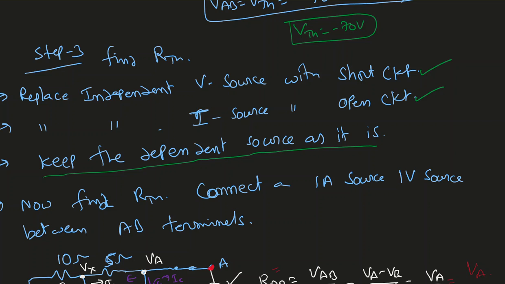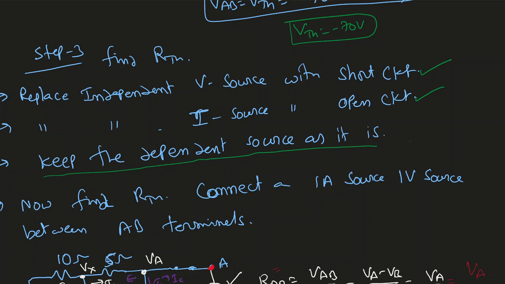But if there is a dependent source, we're going to keep it as it is, because that dependent source is going to affect the circuit, or it's going to influence the circuit with its resistance. So we want to find out how much resistance that dependent source is supplying. So that's the reason we need to include that.